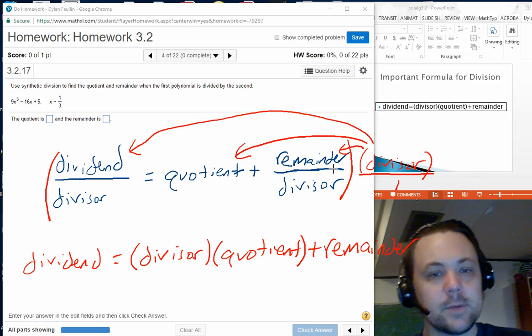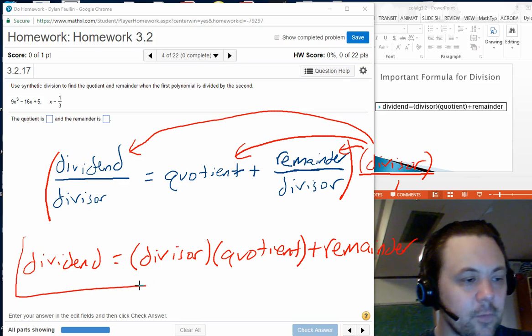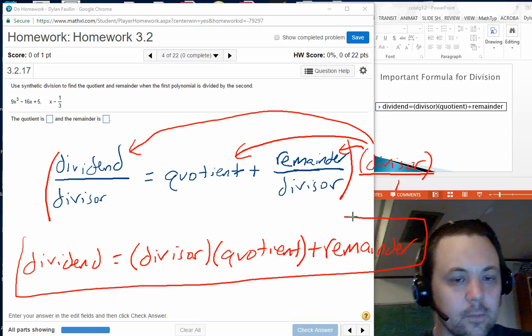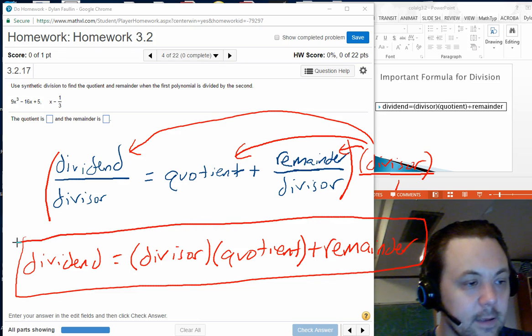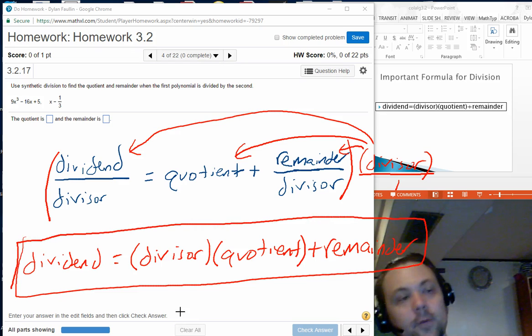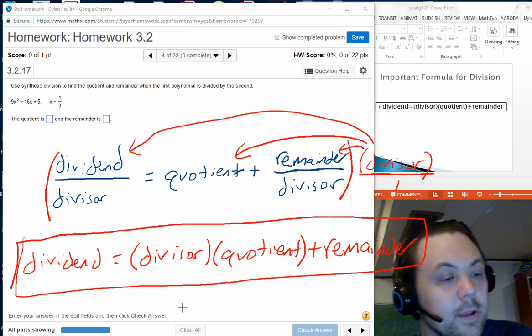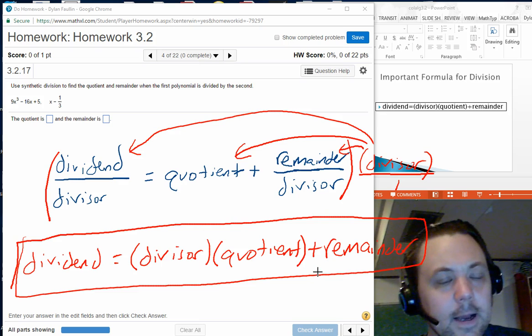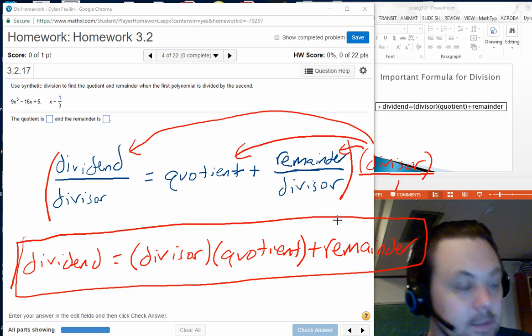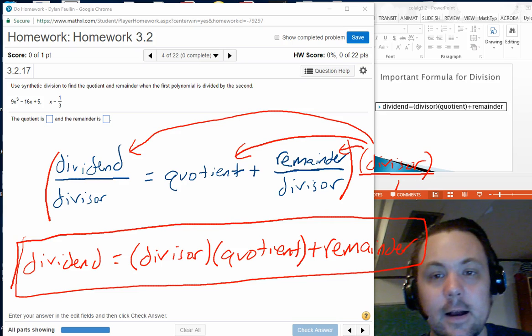All right, and so we get this formula here, and it turns out this formula plays a really important role in the concepts we're about to look at. So surprisingly, the formula for division will play some important roles here. So I think we're good on that. So let's take a look at the next concept.